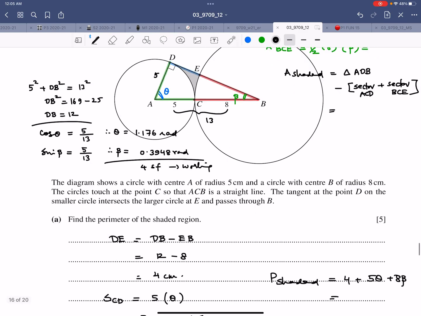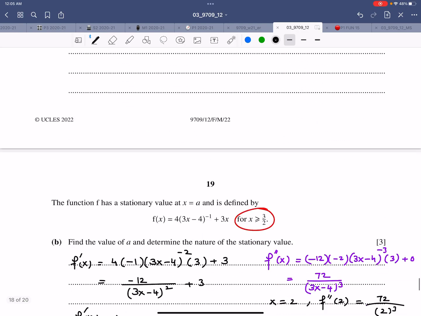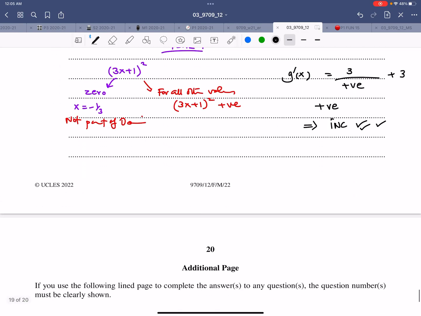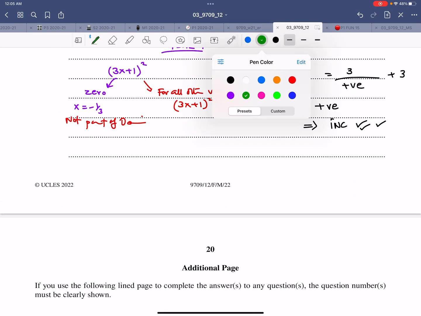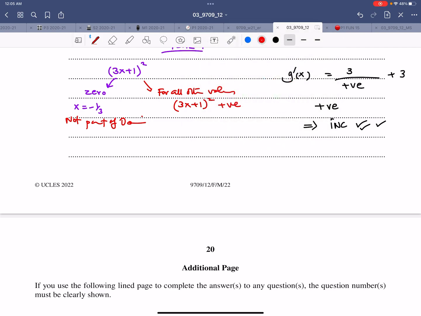So that finishes this paper. It was a strong paper, not something to be taken lightly. Not every P1 paper can be taken lightly. So this is the Feb/March 2022 paper, variant 1-2. It's all done and dusted.